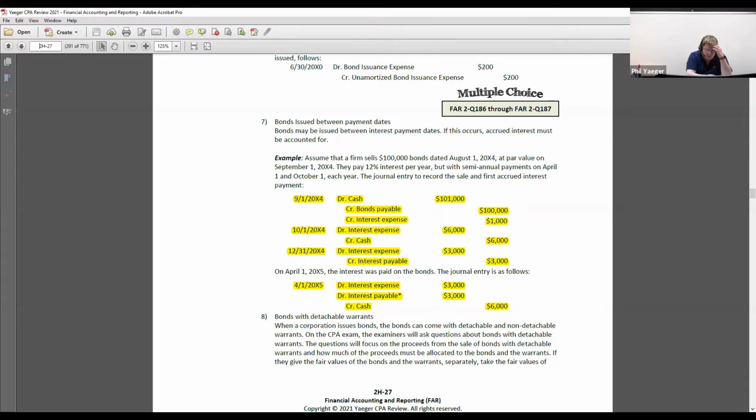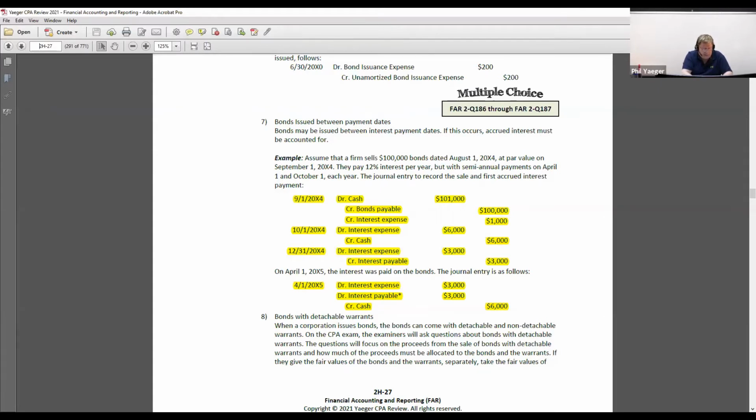When did that begin? We have 91X4. There's a debit to cash 101, credit bonds payable 100, and there's the $1,000 of interest that the corporation is being reimbursed for. Why? Because at the end of 6 months, the bondholder is going to get what? $6,000.